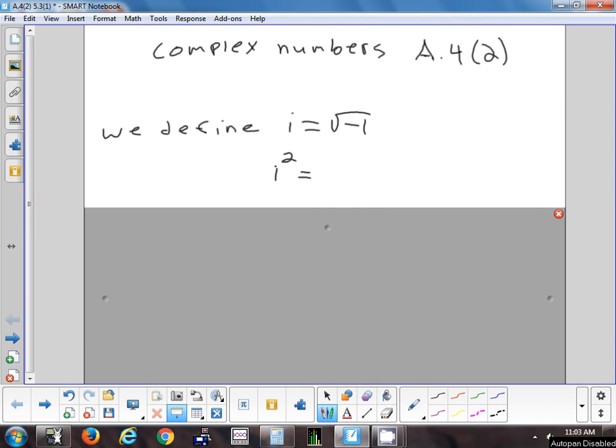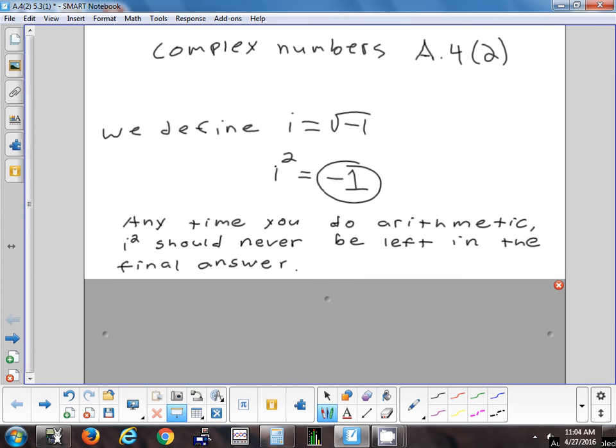Stephen, do you remember from yesterday what I said i squared equals? Not sure? Anybody help him out? Yeah, i squared was -1. We went through the proof of that yesterday, so I'm not going to go through it again. But that is something very important we need to know. i squared equals -1.